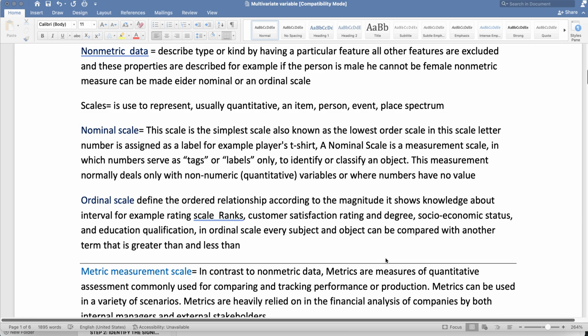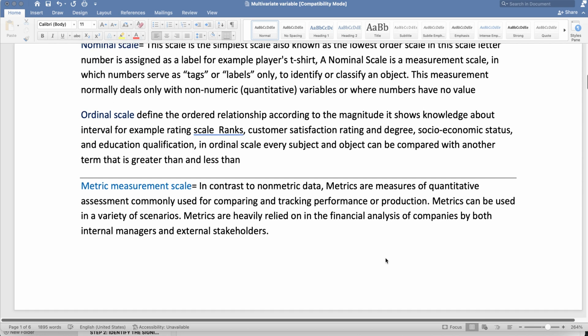Ordinal scale defines the order relationship according to magnitude. It shows knowledge about order. For example, rating scales, rankings of customer satisfaction, rating and degree, socioeconomic status, and educational qualification. In an ordinal scale, every subject and object can be compared with another in terms of greater than and less than.